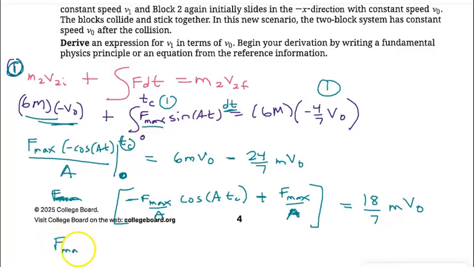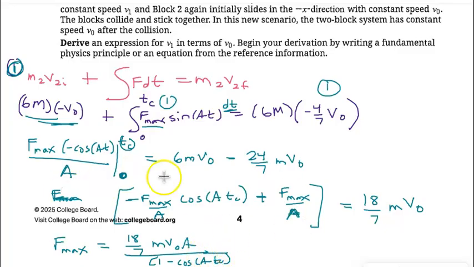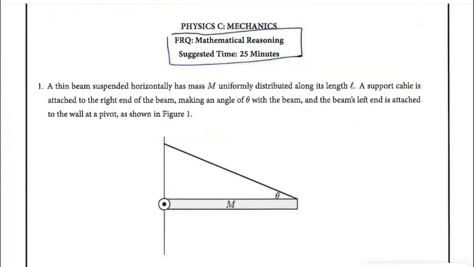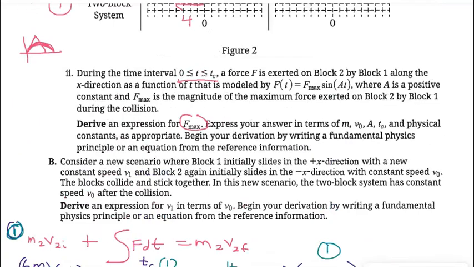And again, this is not the physics part. Just don't be surprised if you do have some algebra to do. And then this reduces to, because there's a minus sign here and a plus sign there, so it's 1 minus cosine of ATC. But all of this stuff is only worth 1 point. Okay. Again, the important thing is to revisit momentum plus impulse equals momentum, and impulse can be an integral.